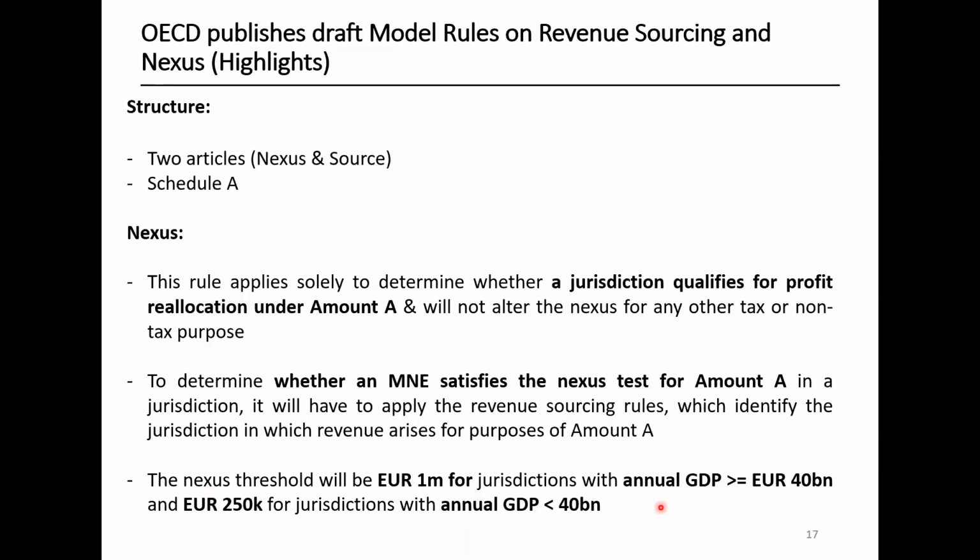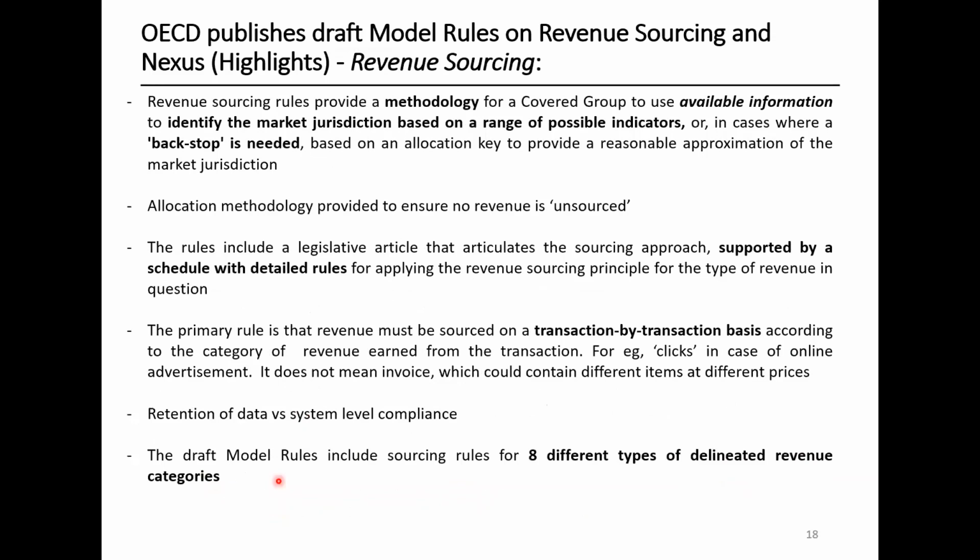For the nexus, one would have to look at whether there is income or a source from that country amounting to the amounts which I just said. And how do you determine whether there is a source?